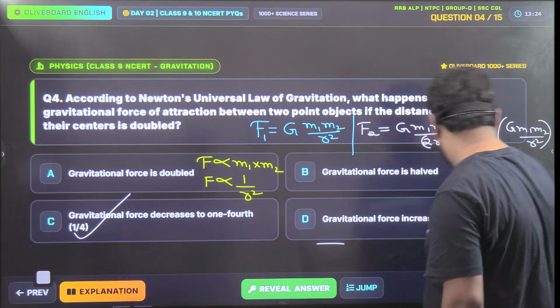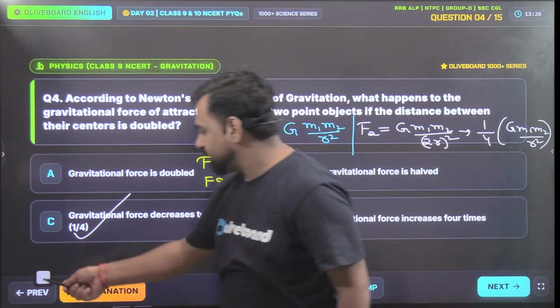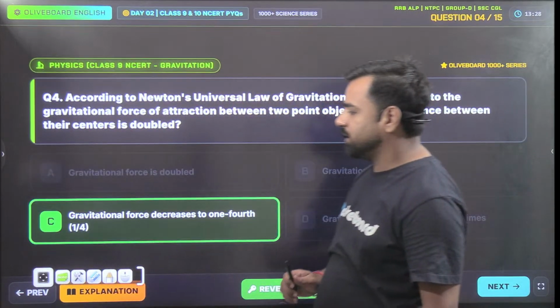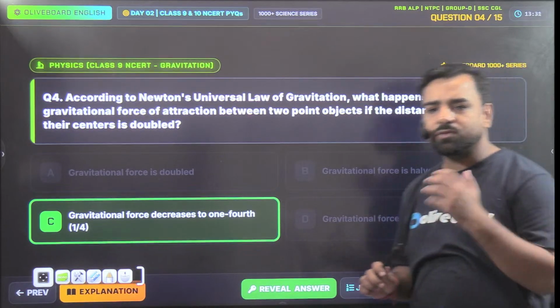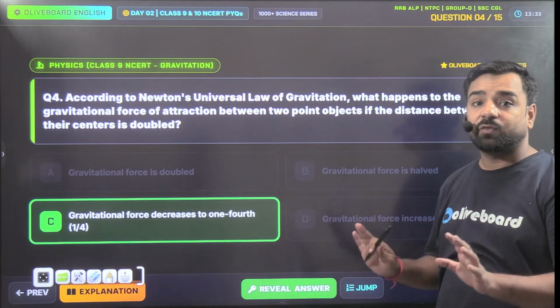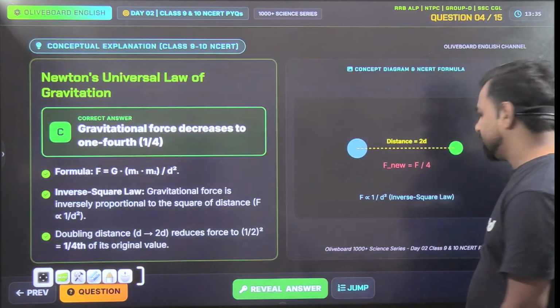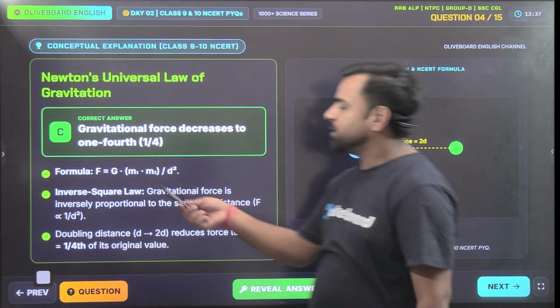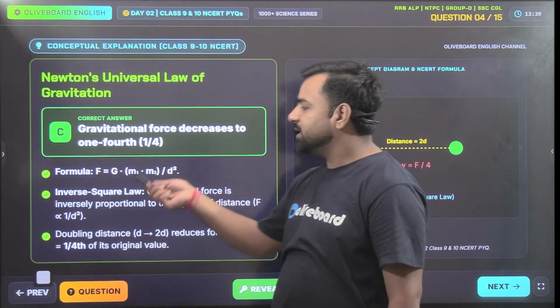Understood? Great. So that means this part is clear now. So we'll go with option number C. It's totally okay. Most of the candidates actually go with B. But why are we wrong here? This was the point. So here we have the formula. F is equal to G m1 m2 upon r square, where G is the gravitational constant.